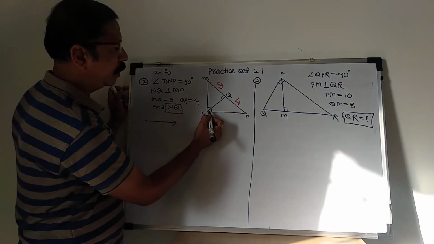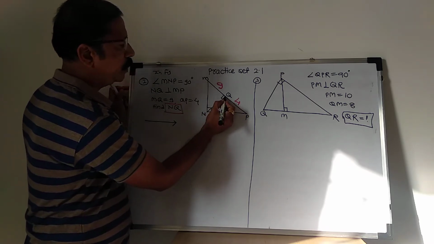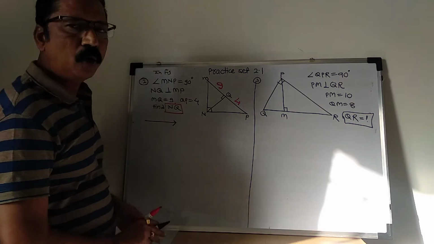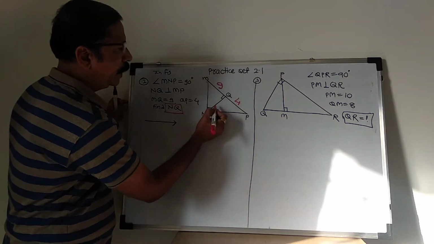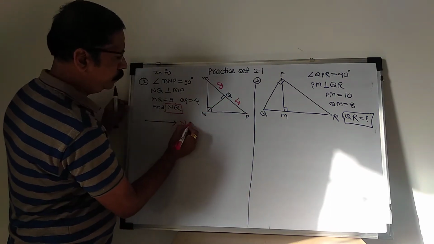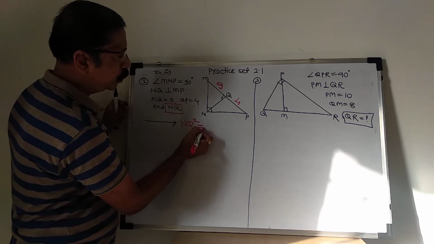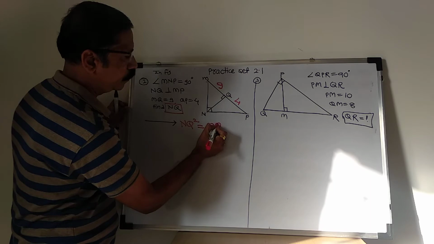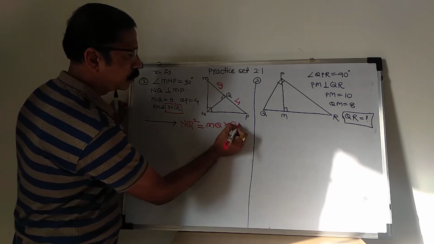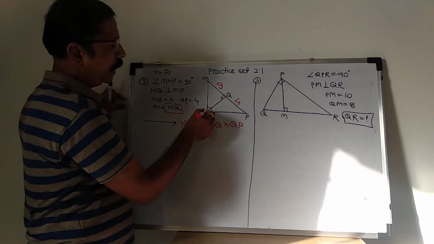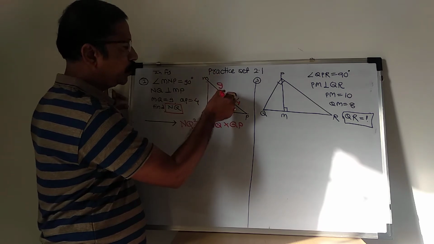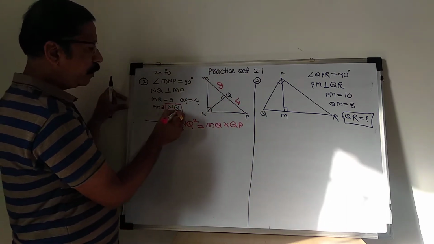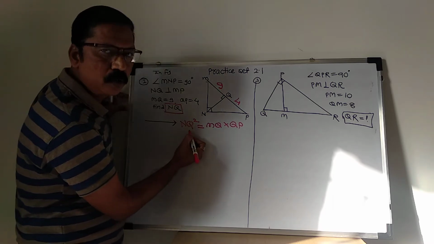मग या ठिकाणी फॉर्म्युला काय येईल पहा. प्रथम सूत्र लिहूया. NQ is the geometric mean of MQ and QP. What formula will you get? NQ square is equal to MQ into QP. See, formula is NQ square is equal to MQ into QP. Now substitute the values. Or if you have to find the value of NQ, you can take the square root also.